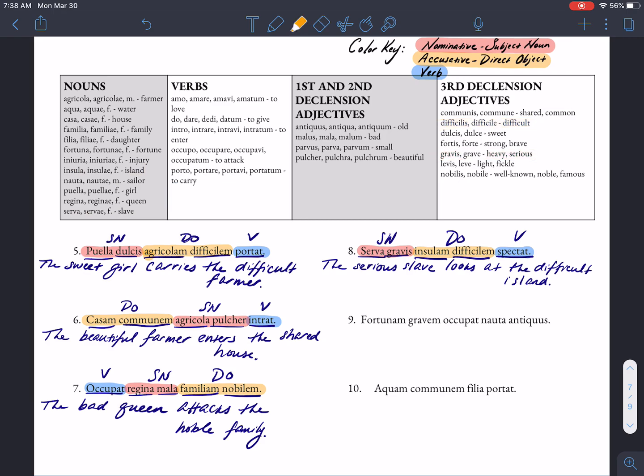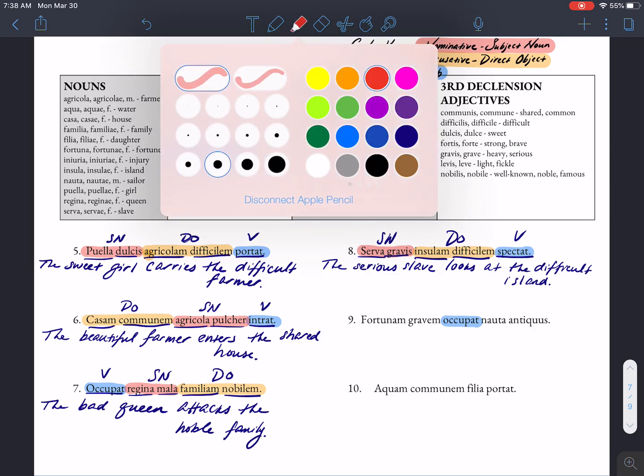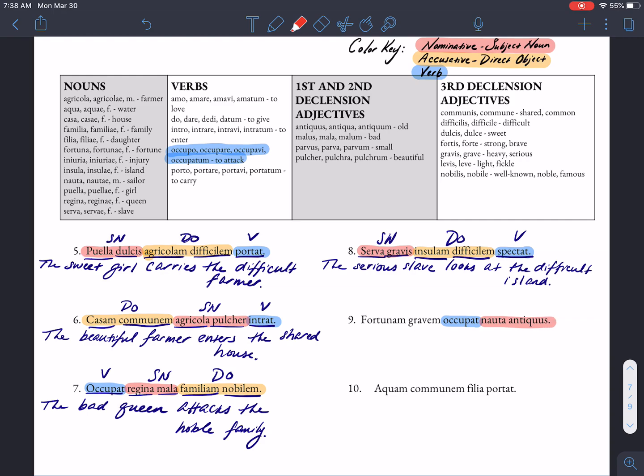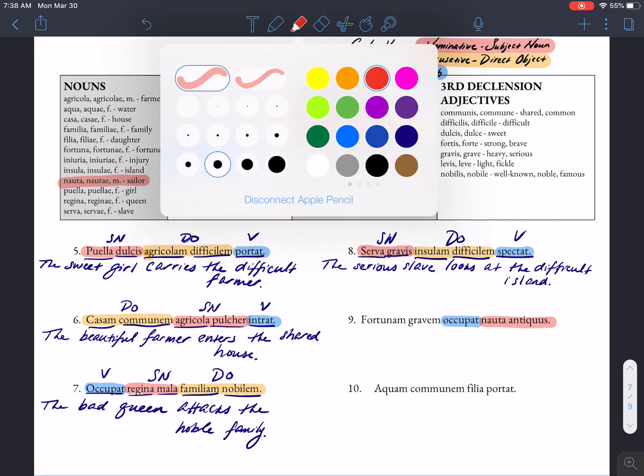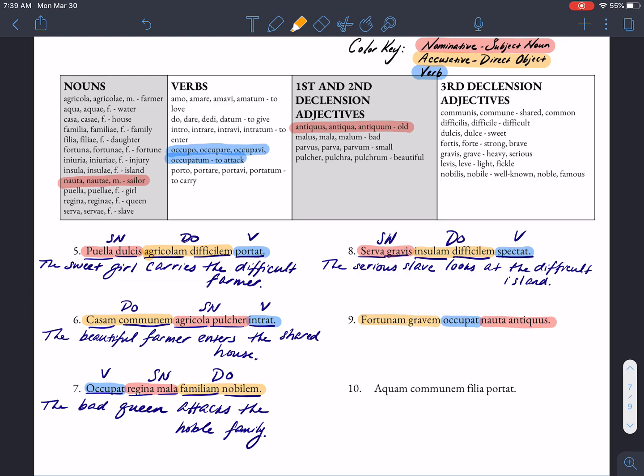Number 9. Fortunam gravem occupat nauta antiquus. First things first, must find that verb. This time it's smack dab in the middle. And it comes from occupo, occupare, to attack. Now we've got our nominatives here, nauta and antiquus, coming from nauta, nautae, and antiquus, antiqua, antiquum, old. Now we've got fortunam gravem, coming from our noun fortuna, fortunae, and gravem, which is our adjective, coming from gravis, grave. All right, so that is your markup.